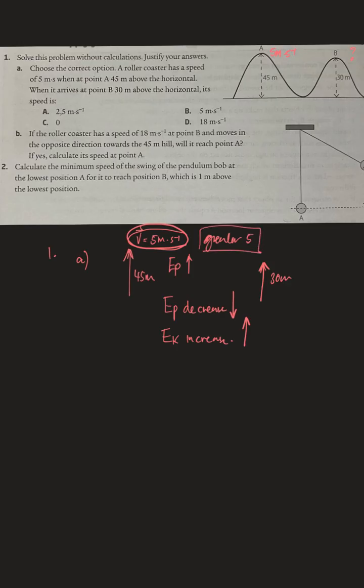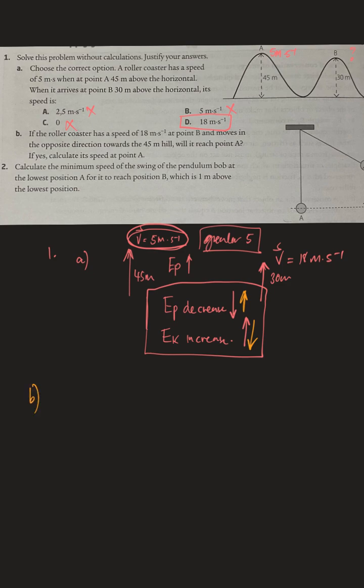So if I look at the answers, I've got A at 2.5, so it can't be A. I've got B at 5, which is already at 5 at 45, so it can't be that. I've got C at 0, can't be that. So your only answer you're left with is D. So at 30 meters, the velocity is equal to 18 meters per second. So this relationship here, you need to make sure that you write down: if the EP decreases, then the EK increases. If the EP increases, the EK must decrease. It's like uphill and downhill, right? So make sure you understand that type of relationship.